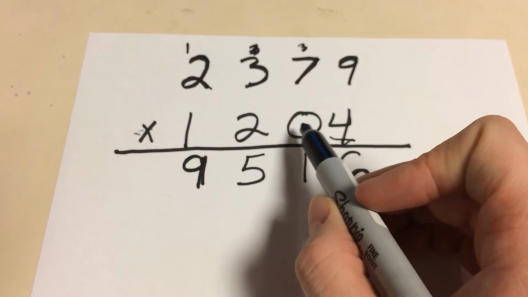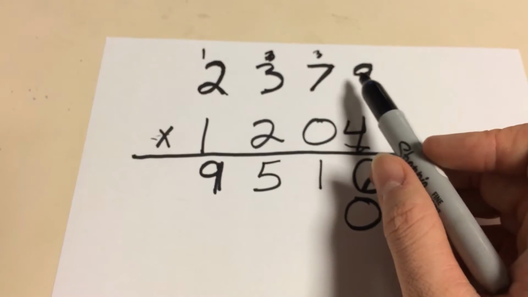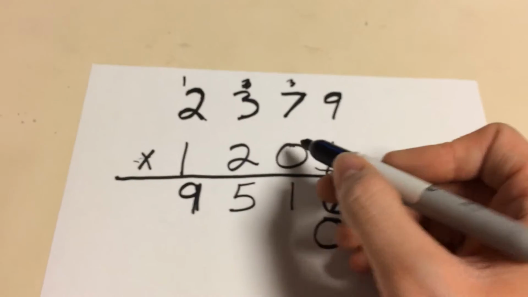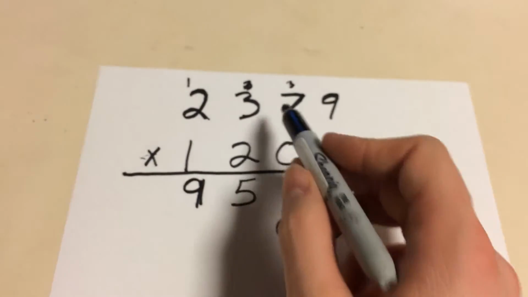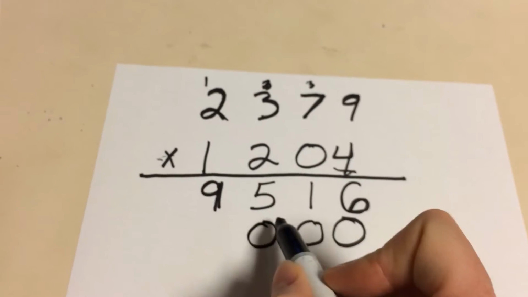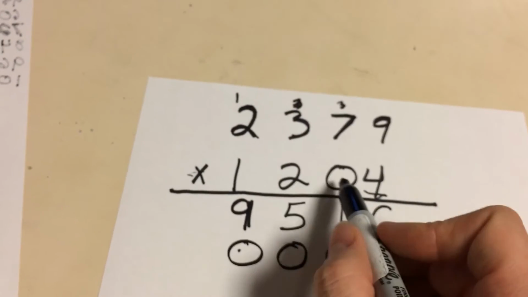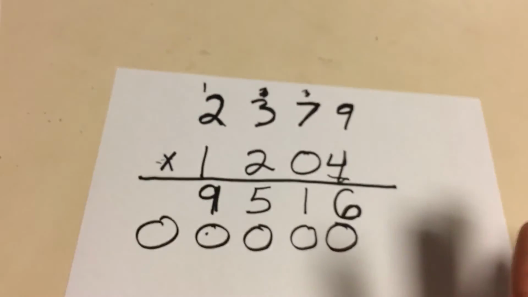Now we're going to multiply it by 0. Well, when we multiply something by 0, we get 0. Because we have 0 sets of 9, that's going to be 0. If we have 0 sets of 7, that's going to be 0. 0 sets of 3, that's going to be 0. And when we have 0 sets of 2, that will also be 0. Awesome, that one was pretty easy.